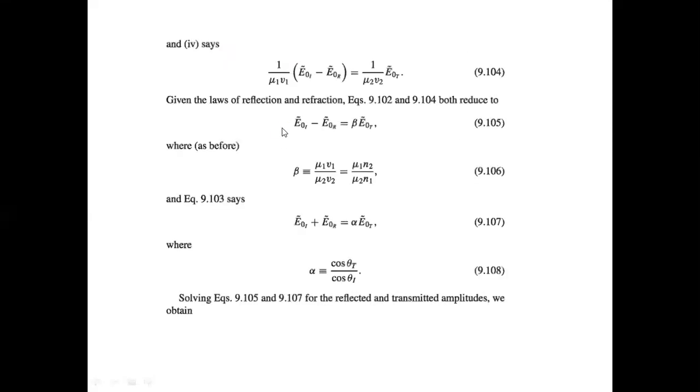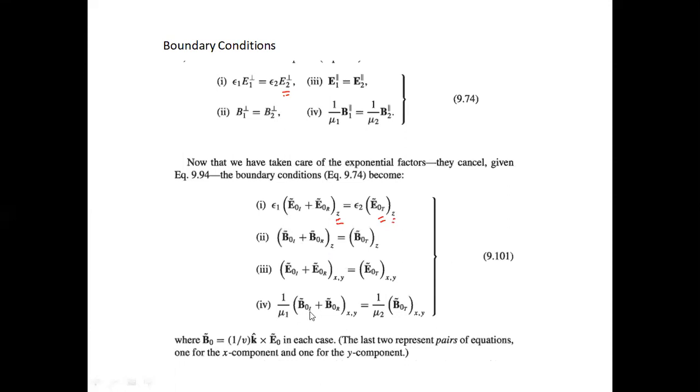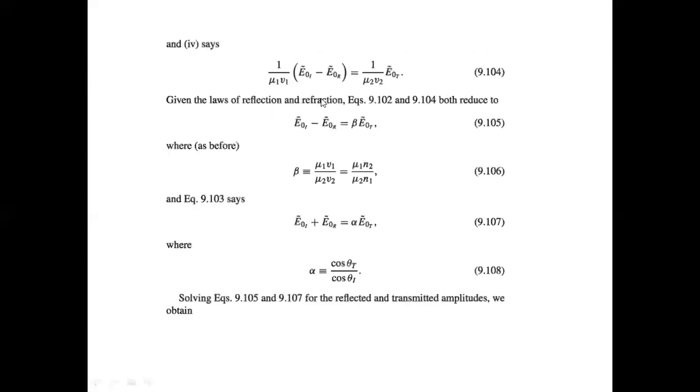And from equation 4 we have the magnetic field, which we use this formula here to write out in terms of the electric field itself. Okay, we write it out in terms of the electric field itself.